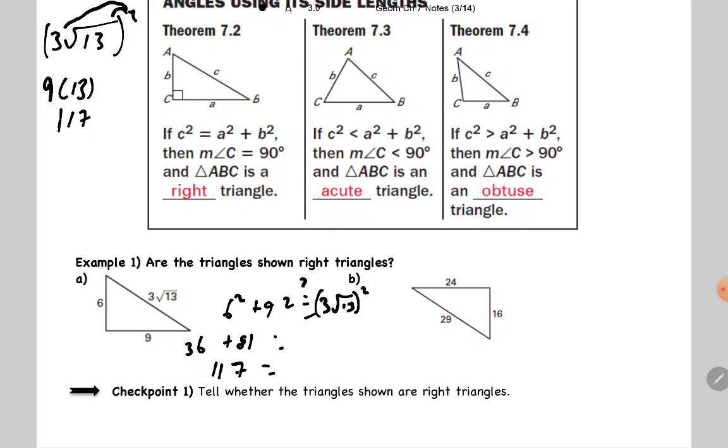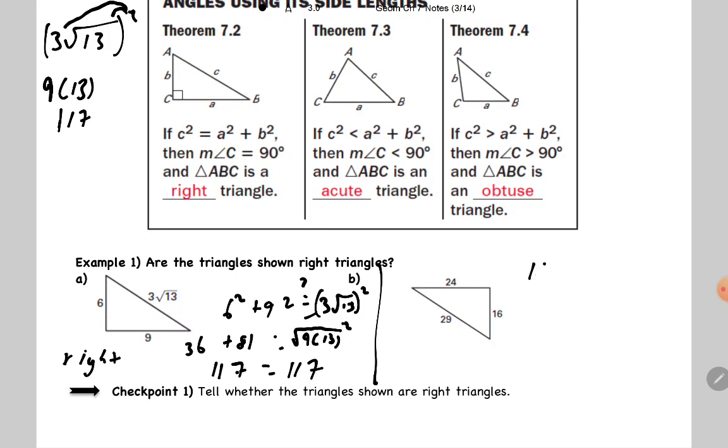The other method is you can put the 3 that's on the outside back in. So that's where you get 9 times 13. And then we want to square this. So the square root and square go away, and we're left with 117. So since these are equal, this is a right triangle. Let's try the next one.